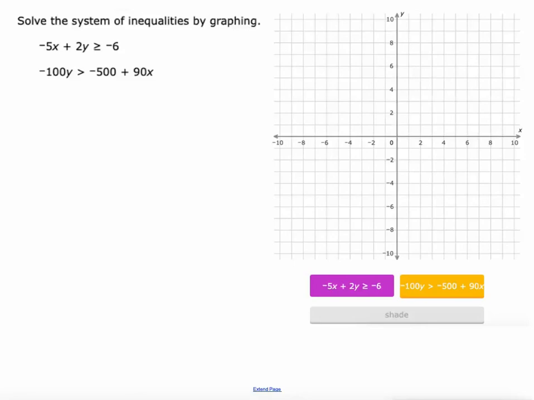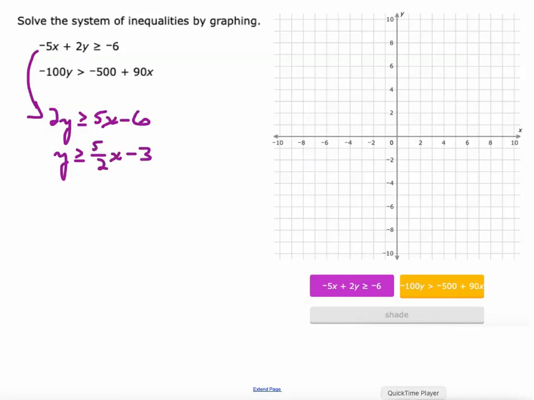So grab my purple here, and what I'm going to do is I'm going to take this equation and I'm going to solve it for y. So I'm going to add 5x to both sides. 2y is greater than or equal to 5x minus 6. Then I'm going to divide both sides by 2. Y is greater than or equal to 5/2 x minus 3. 5/2, -6 divided by 2 is -3.